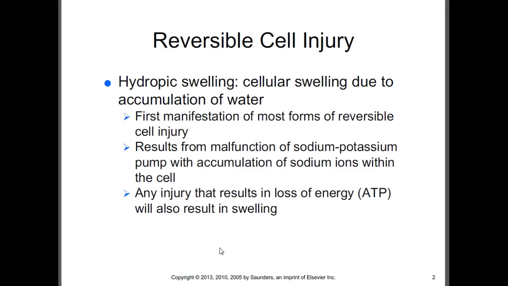And if you remember, the way that it works is osmosis. Since the sodium can't leave the cell unless it's pumped out, the water is going to cross inside the cell and is actually going to swell the cell, right? So in other words, sodium is higher on the inside than it's supposed to be, and so you're going to have an influx of water due to that via osmosis, right? Another way that can happen is also by a loss of energy. A loss of energy is going to kind of back up the system, so any injury that results in that will also result in swelling.